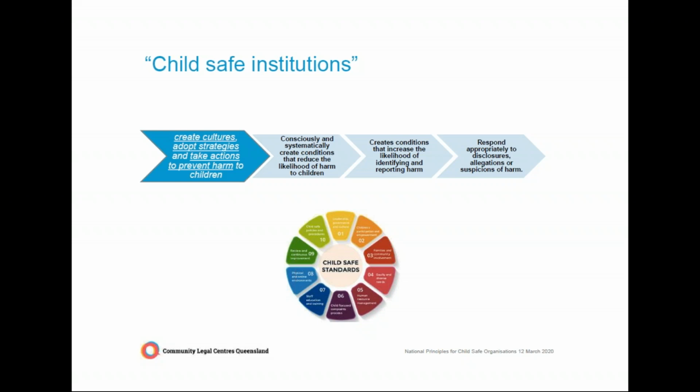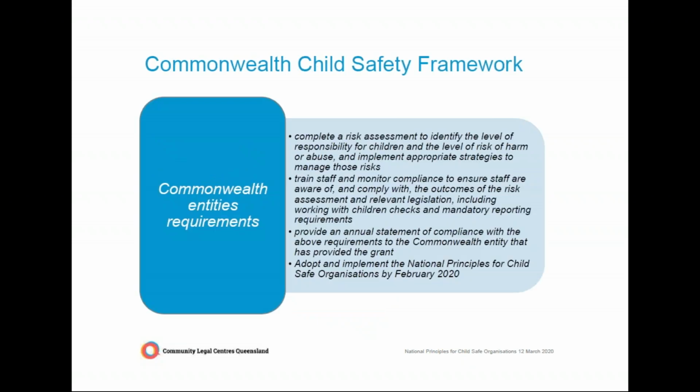The Child Abuse Royal Commission report outlined 10 child safety standards, which went on to inform the national principles for child safe organisations. Before we look at those principles, I thought it might be useful to understand how these principles have come to be relevant to community legal centres.